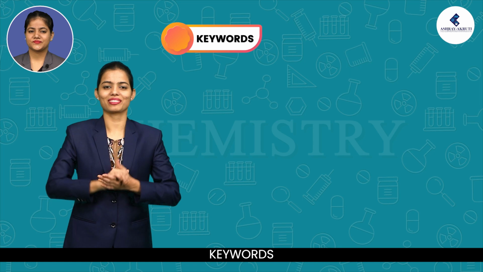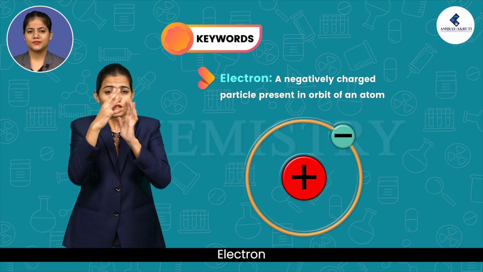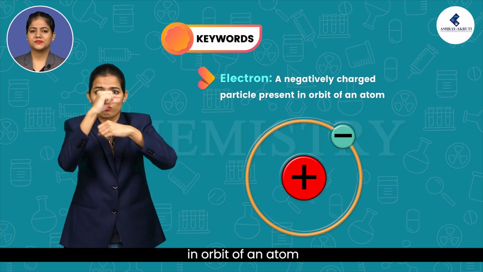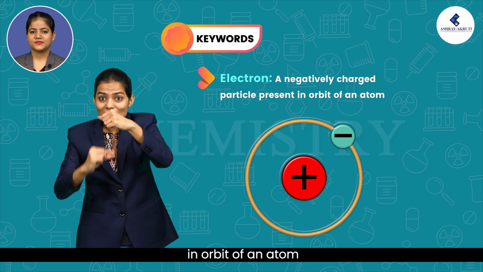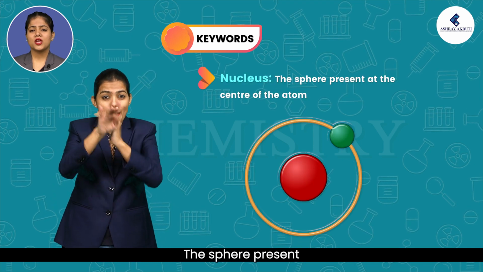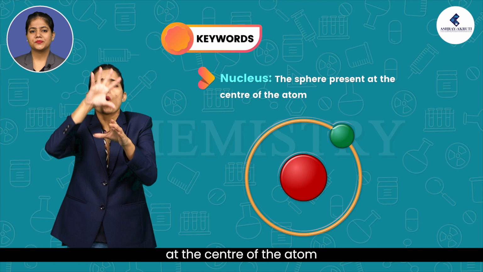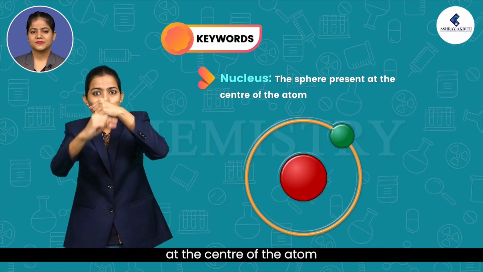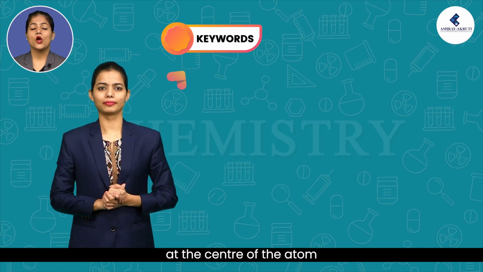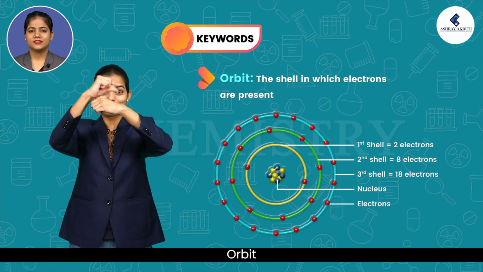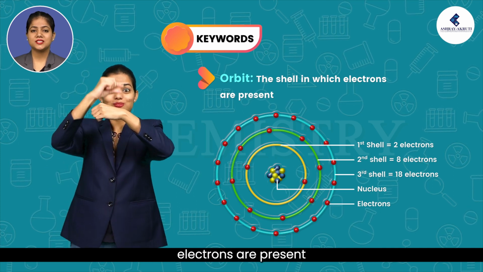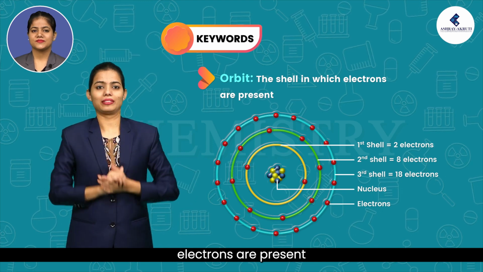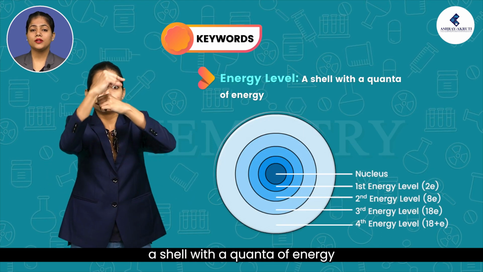Keywords: Electron, a negatively charged particle present in orbit of an atom. Nucleus, the sphere present at the center of the atom. Orbit, the shell in which electrons are present. Energy level, a shell with a quanta of energy.